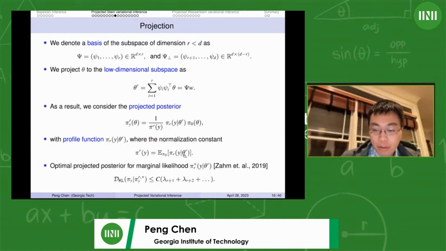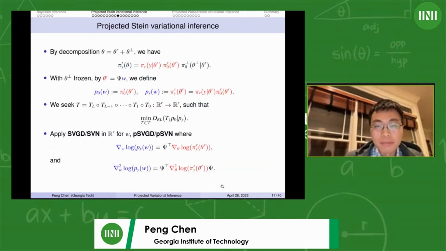In fact, it was shown in this paper that the optimal profile function is given by the expectation of the likelihood function with respect to the marginal distribution. And for such an optimal profile function, the difference measured by the KL divergence between the original posterior distribution and the projected posterior distribution can be upper bounded by the trailing eigenvalues from R plus 1 to infinity. Imagine this lambda becomes much smaller after R terms, and this error becomes much smaller.